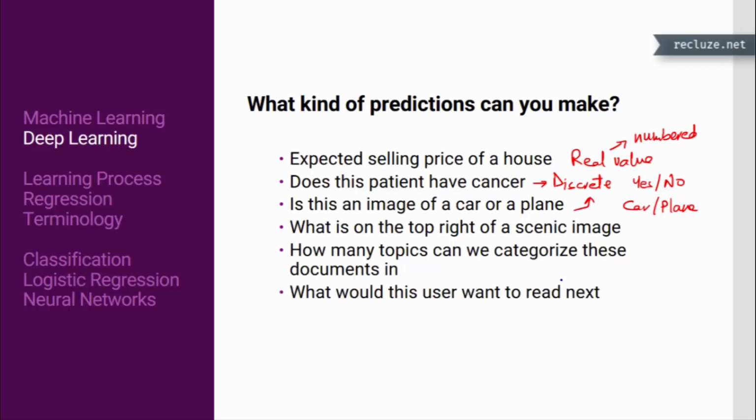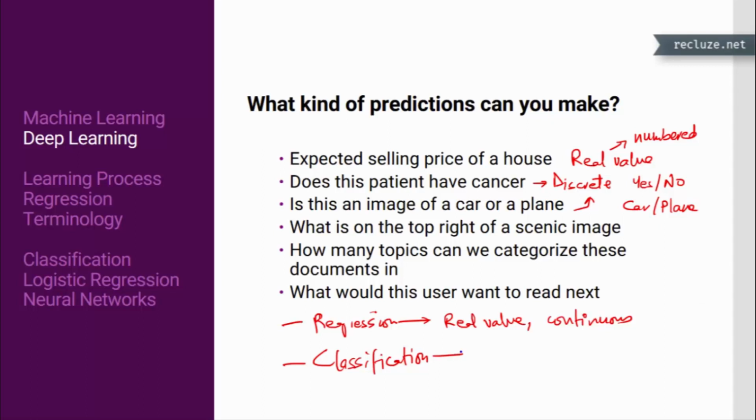All of these different types of things we can predict, and essentially they all fall into a couple of different areas. For instance, we can have regression. Regression is going to be the idea of predicting real values, so continuous values. And we can have classification. Classification essentially means that we're going to have discrete values.